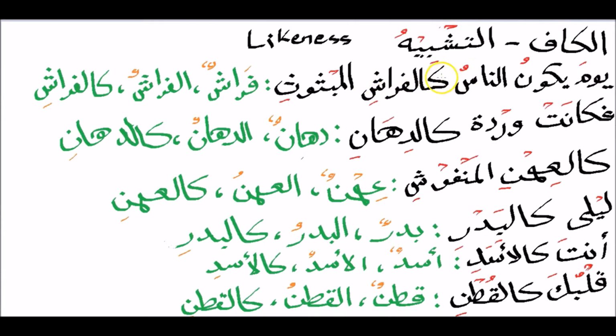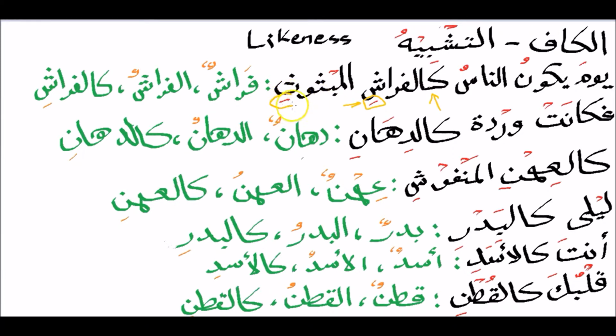كالفراش. ك is our خافض. Our حرف خفض. الفراش is the مخفوض. You know that is مخفوض because of the كسرة. كالفراش. Like الفراش المبثوث.